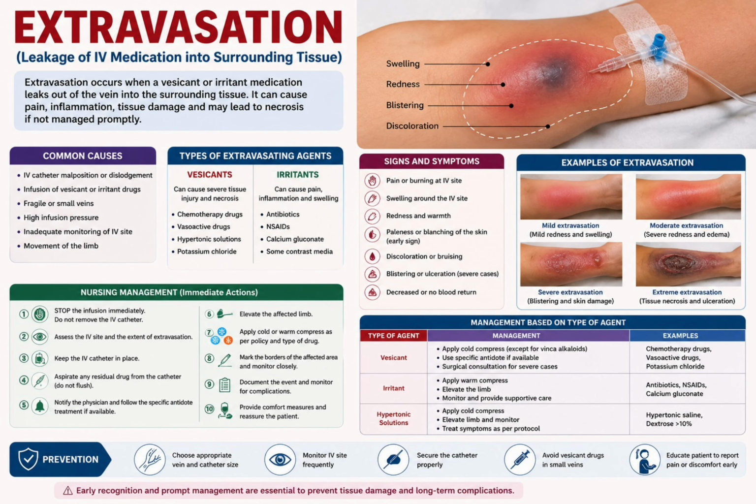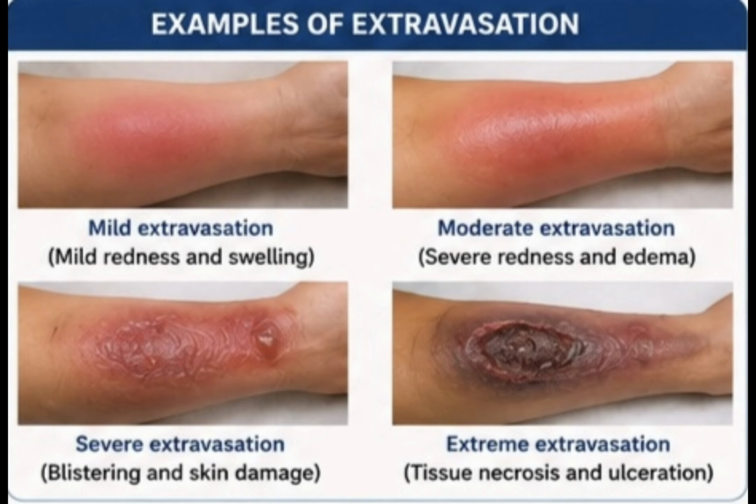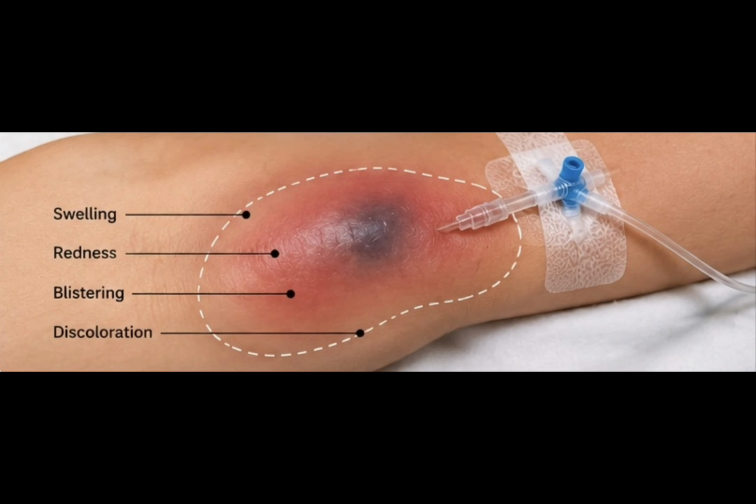Extravasation. What is extravasation? Extravasation is the accidental leakage of a vesicant medication or solution from the vein into the surrounding tissue during intravenous IV therapy. Vesicant drugs can cause severe tissue injury, blistering, skin necrosis, and long-term tissue damage if they are not recognized and treated promptly. Extravasation is considered a serious complication of IV therapy and requires immediate nursing intervention.